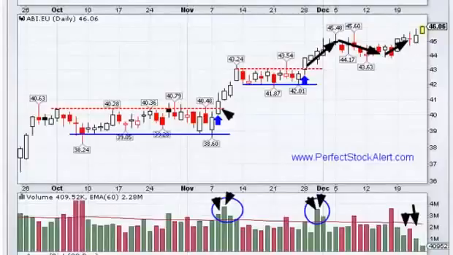Okay, so whenever you're looking at this situation, you've got to be asking yourself, where do I put my stop? What's my target exit point, so forth and so on. So let me show you how I do this.